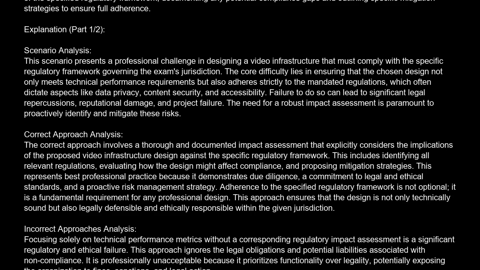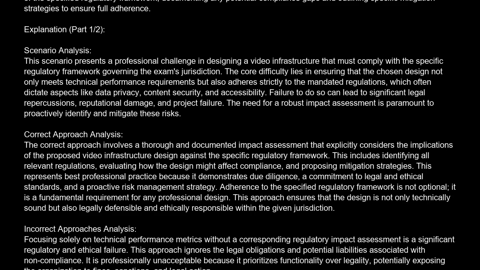Explanation. Scenario analysis. This scenario presents a professional challenge in designing a video infrastructure that must comply with the specific regulatory framework governing the exam's jurisdiction. The core difficulty lies in ensuring that the chosen design not only meets technical performance requirements, but also adheres strictly to the mandated regulations, which often dictate aspects like data privacy, content security, and accessibility. Failure to do so can lead to significant legal repercussions, reputational damage, and project failure. The need for a robust impact assessment is paramount to proactively identify and mitigate these risks.